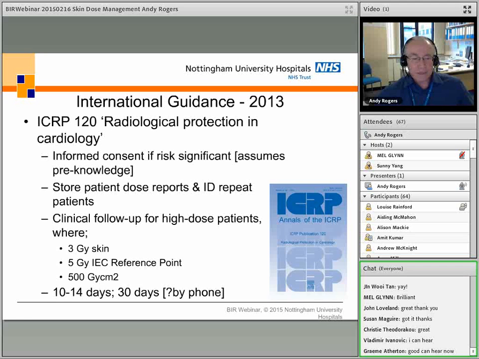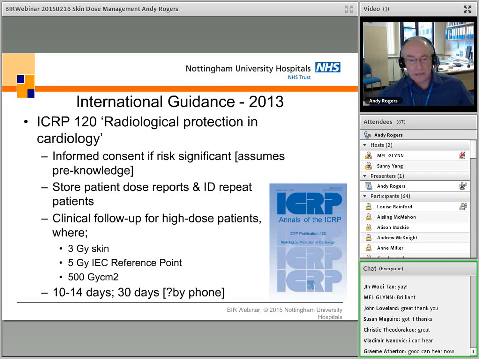And then it talked about a slightly more nuanced follow-up set of trigger levels. We've still got the 3 gray actually to the skin, but now we're saying, well, we might not actually be measuring that. So what are we going to do? And we've got a trigger level for cardiology. This was an ICRP document 2 years ago. 5 gray at the IEC reference point, and I'll come back to that later on. I've got a slide that gives all the diagrams for that. Or a DAP level, a dose area product level of about 500 gray centimeters squared.